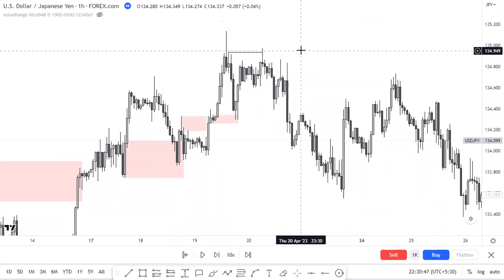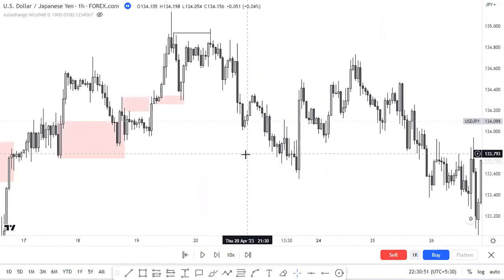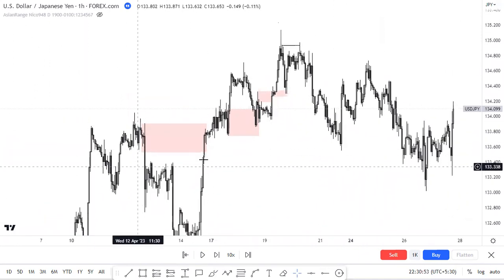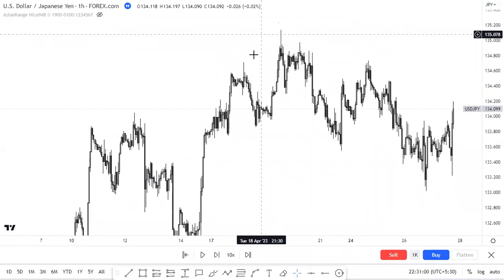Makes sense? Yes, bro. It's all about identifying the perfect liquidity points, bro. Perfect liquidity points and combining our strategy, which is type 1, type 2, and entry models.